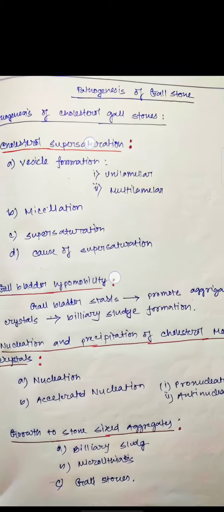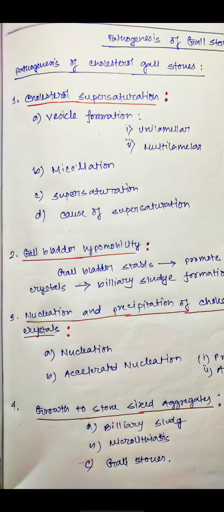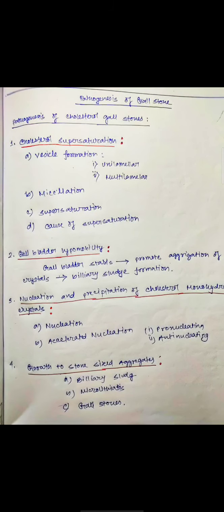Okay, so normally you have to know that the hepatocytes secrete the cholesterol in vesicle form. This vesicle may be unilamellar or multilamellar. Unilamellar means the cholesterol is surrounded by one layer of phospholipid. And multilamellar means there is more than one layer of phospholipids.